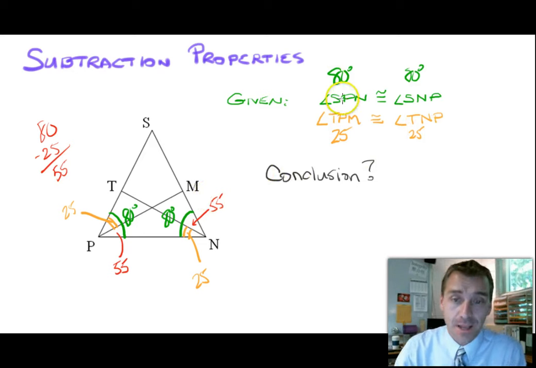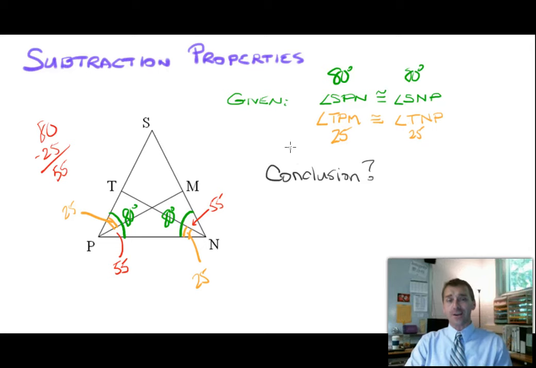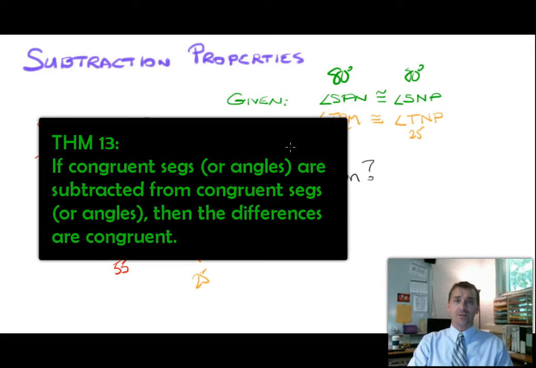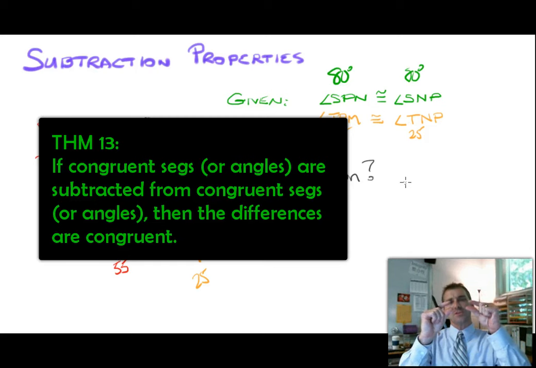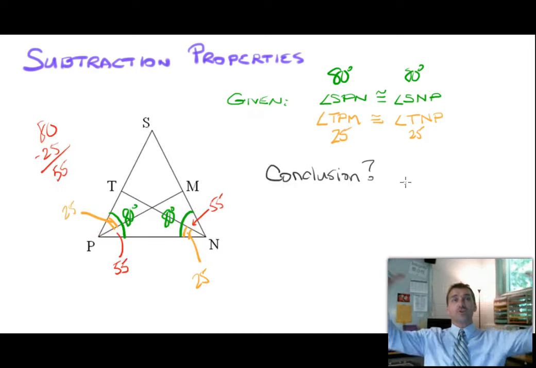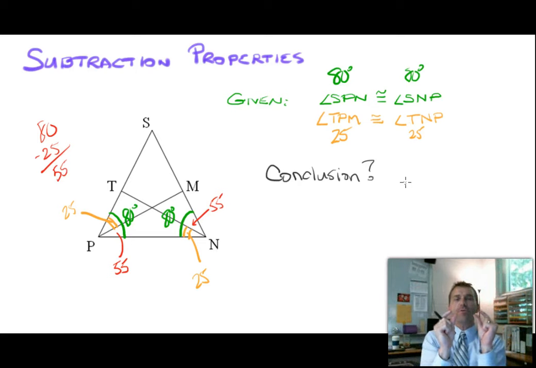That says if I take two congruent angles or two congruent segments, it doesn't matter, and I subtract them away from already existing congruent things, so two smaller angles or two smaller segments, subtracting them away from two bigger segments or two bigger angles, whatever, then it's going to leave me with smaller little things that are going to be congruent.